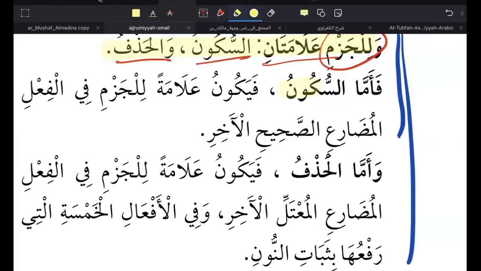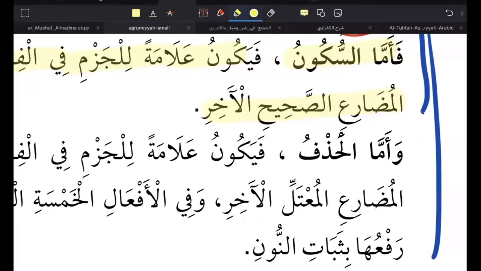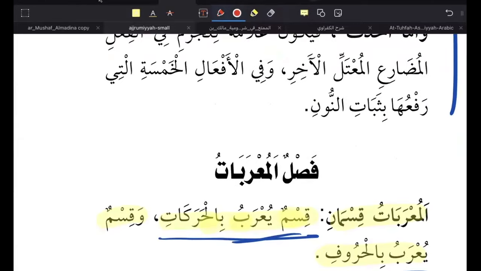He says fa amma as-sukun, as for the sukun, fa yakunu alamatan lil jazmi fil fi'l al-mudari' as-sahih al-akhir. The jazm sign would be for the verbs which are sahih. Remember, that's why in the last class we had this discussion. I know this issue will come up where we have to understand this concept of sahih and mu'tal. If you say sahih, you don't even have to say akhir, because sahih verbs cannot have any of these weak letters, whether in the beginning, in the middle, or at the end. And then its alama would be sukun. So, for example, the same goes back to the verb.